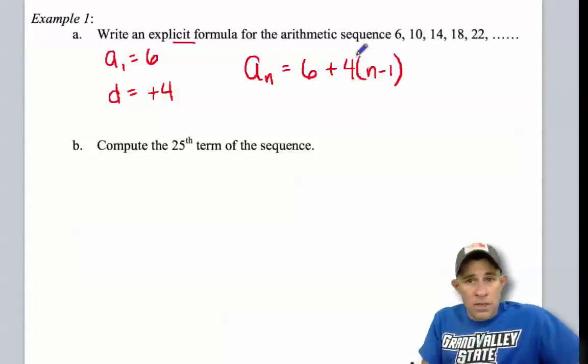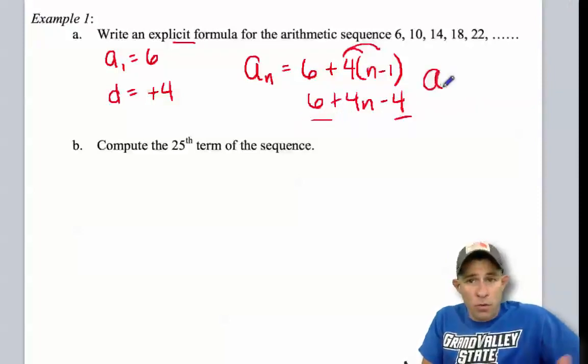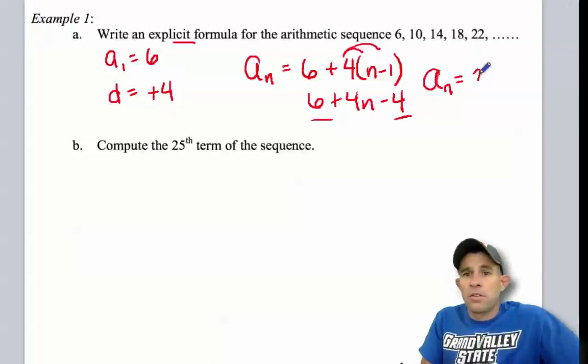Now, if we want to, we can simplify this by distributing our 4 inside of the parentheses here. We'll have 6 plus 4n minus 4, and now we can combine like terms. So in the end, we could say our explicit formula would be a sub n is equal to 2 plus 4n.